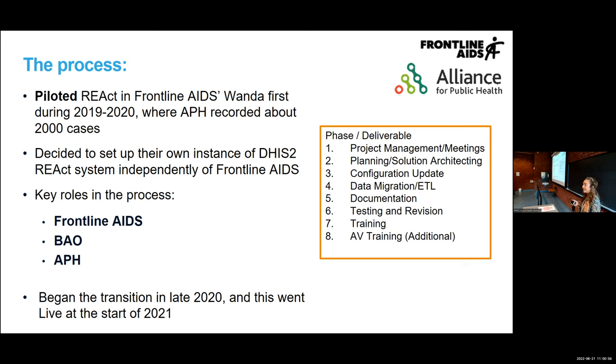But some key considerations: APH were already an exceptional partner who had strong capacity in running monitoring systems. They have been using Cyrex since before DHIS2. We've tried this process with a couple of other organizations. It hasn't always been this easy or successful. So we'll point out this is definitely a good practice story. But we're going to hope to share some of our lessons learned.